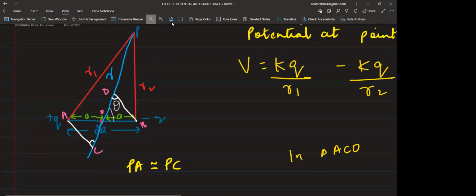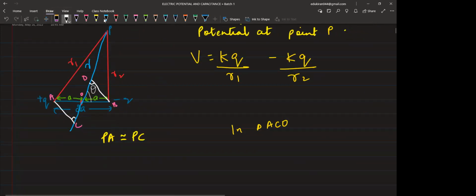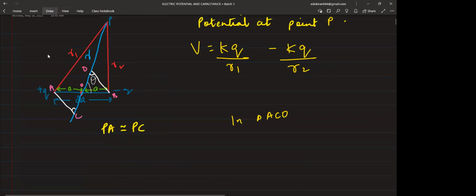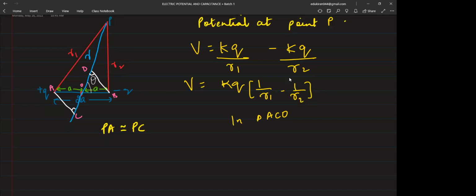So this is the figure. I've just zoomed it so that in case you have not understood it in the smaller view, you can relate. Now let us see the derivation. Firstly, before any derivation, you know what the potential is. Potential of the plus Q charge is KQ by R1. Potential of the negative charge is minus KQ by R2. So the potential can be written with KQ taken common, and 1 by R1 minus 1 by R2 taken aside.